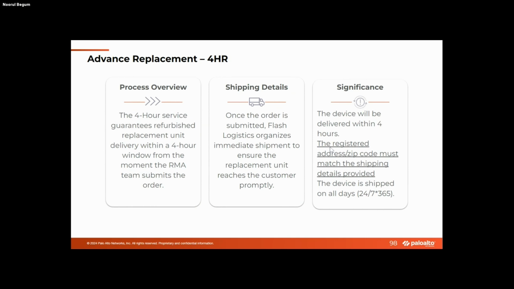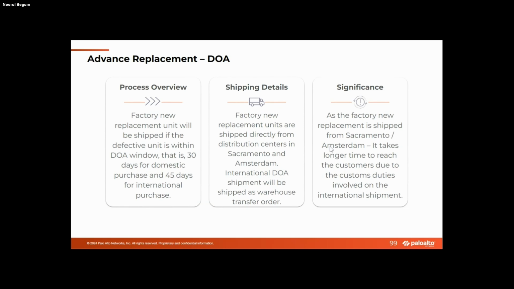So let me proceed. Advanced replacement DOA, date on arrival, the process overview. A factory new replacement unit will be shipped if the defective unit is within the date on arrival window. That is 30 days for domestic purchase and 45 days for international purchase. So 30 days domestic means a US purchase, and 45 days for any international purchase.